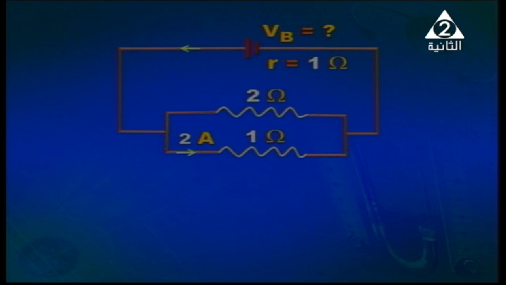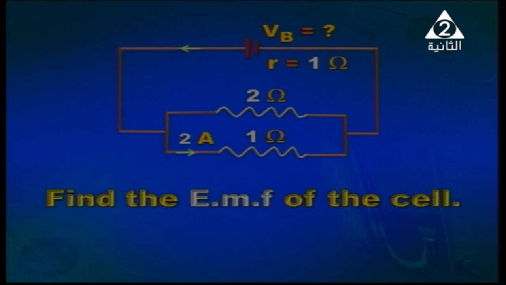Another problem. We've got a circuit. It consists of a battery, but the value of the EMF is unknown. Internal resistance is given to be equal to 1. We've got a resistance of 2 ohm connected in parallel to 1 ohm. Current through the 1 ohm resistor is equal to 2 amperes. We want to calculate the EMF of the cell.